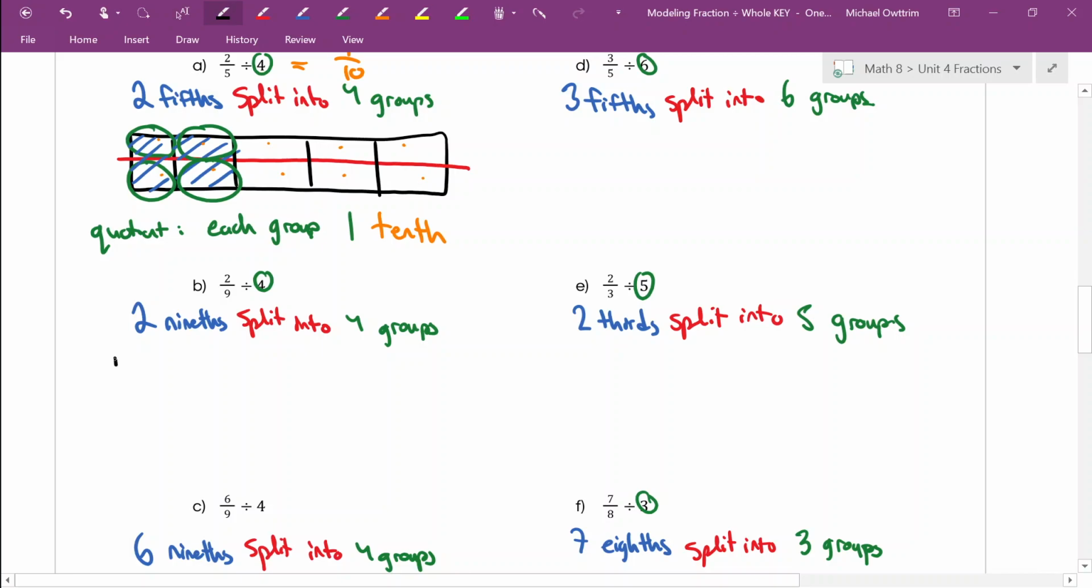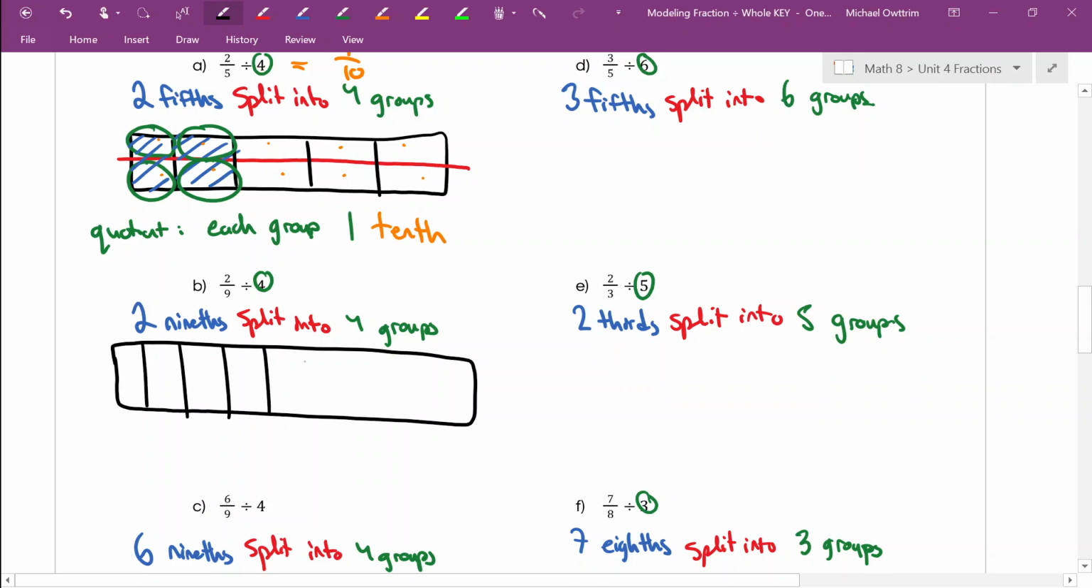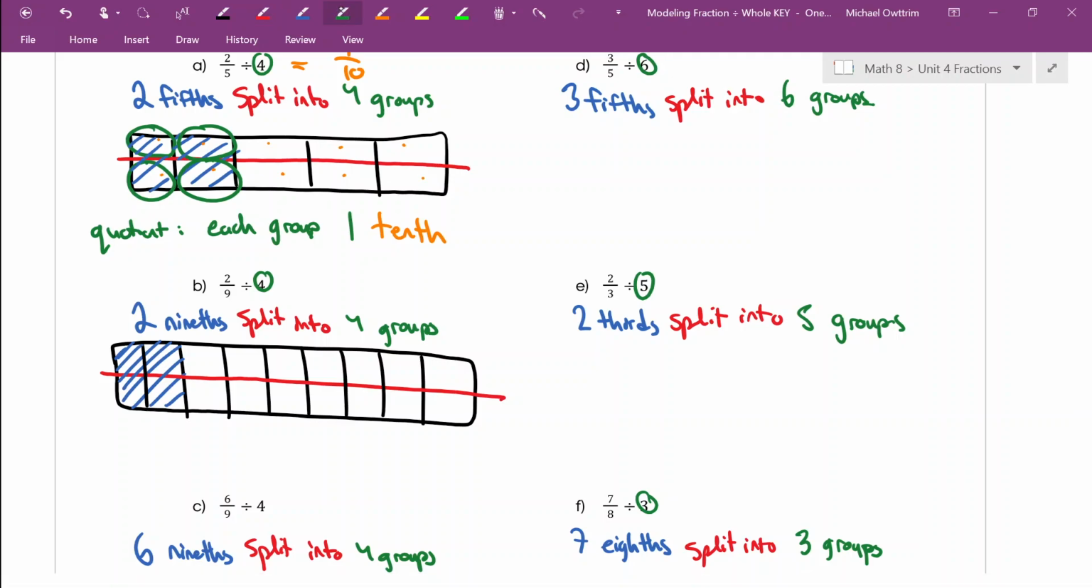In question B, we're going to start by drawing 2/9. We need 8 cut lines to make 9 sections. So 1, 2, 3, 4, 5, 6, 7, 8 cut lines makes 9 sections. And we have 2 of those shaded in. We again want to split that into 4 groups. 2 parts can't be split evenly into 4 groups, so I'm going to cut those in half. And very similar to question A, I'm going to circle my 4 groups. So group 1, group 2, group 3, 4. I can add those up here as well. Our quotient is again going to be the amount and type in each group.